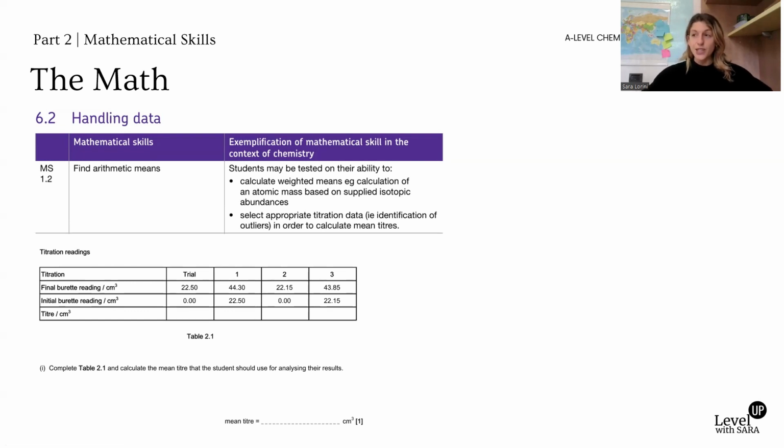Arithmetic means are also found in titrations. That's a very classic calculation, and just because we're doing exam revision at the moment, I want to highlight some important things. Titration data is often given this way, so that you will need to find the titer, which will be the final minus the initial value, and you will always have to consider the concordant results when you calculate the mean titer. Concordant results are within 0.1 centimeters cubed of each other.